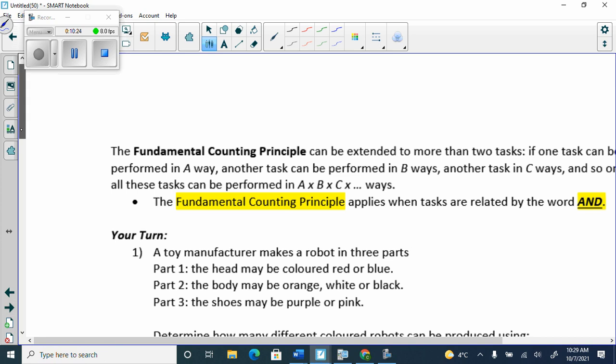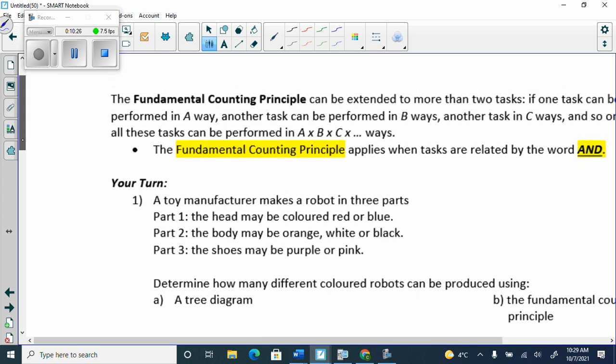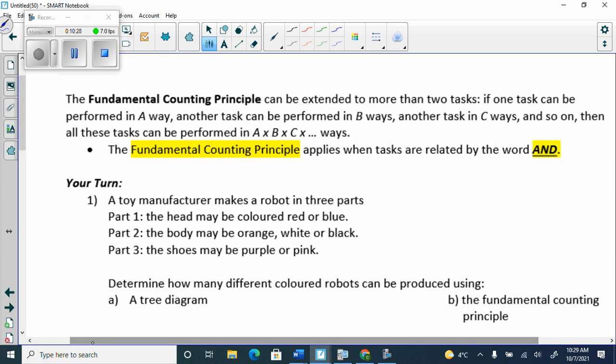So I'm going to get you guys to try. So here it says the fundamental counting principle. We'll go over this first. The fundamental counting principle can be extended to more than 2 tasks. If one task can be performed in A number of ways, another task in B number of ways, another task in C number of ways, A times B times C would give you the amount. And the word and is what you need for the fundamental counting principle, and it means multiply.